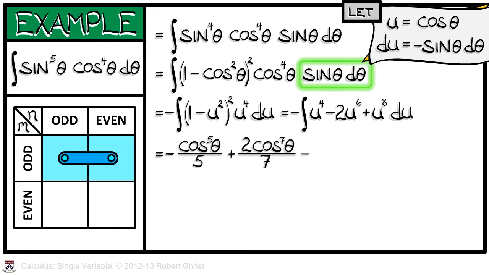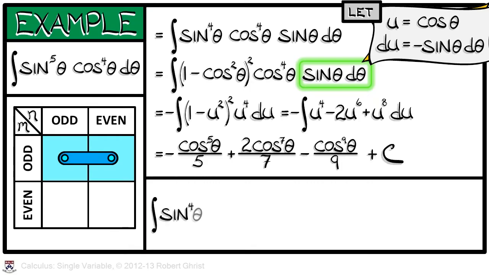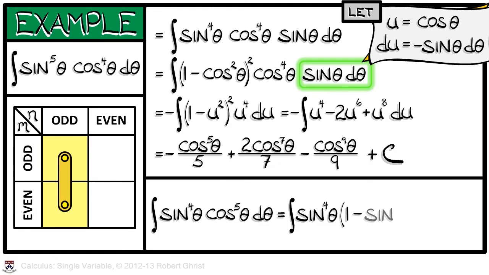Substituting back in u equals cosine theta gives us a solution. Negative cosine to the 5th over 5 plus 2 cosine to the 7th over 7 minus cosine to the 9th over 9 plus a constant. Likewise, if we had an odd power of cosine, then we could apply the same method where we substitute in 1 minus sine squared for cosine squared, and we have left over a single power of cosine. Another u substitution will easily solve this integral.